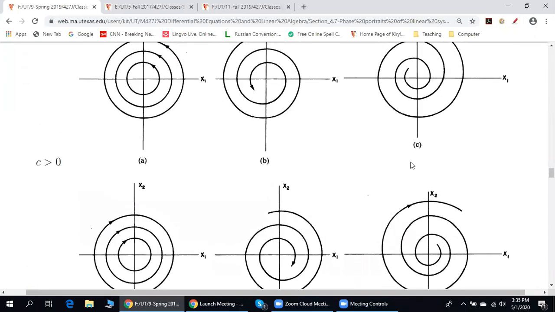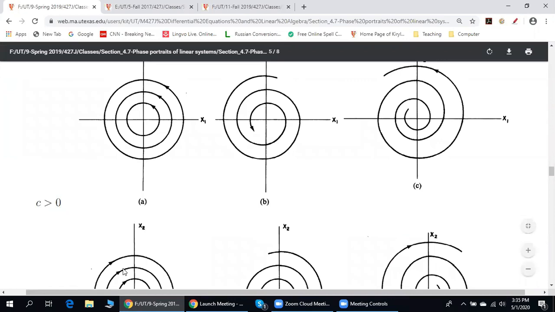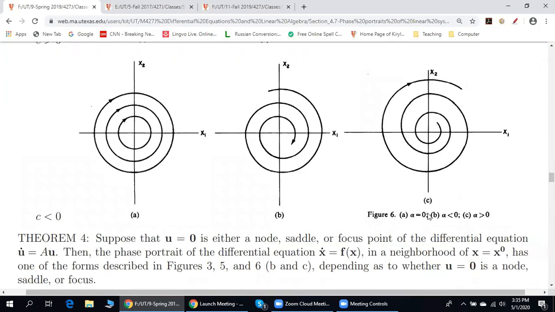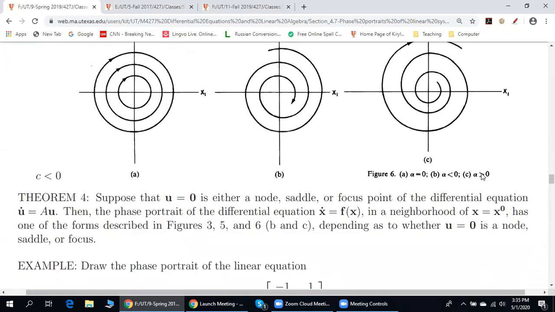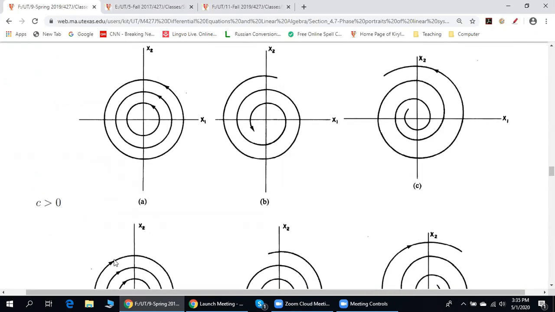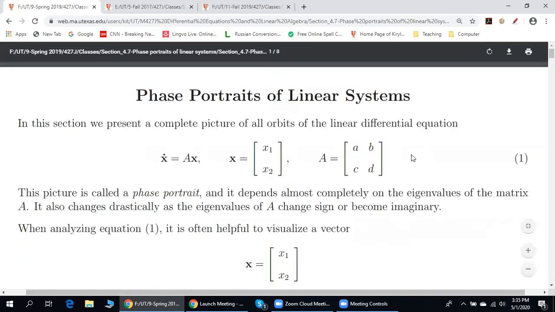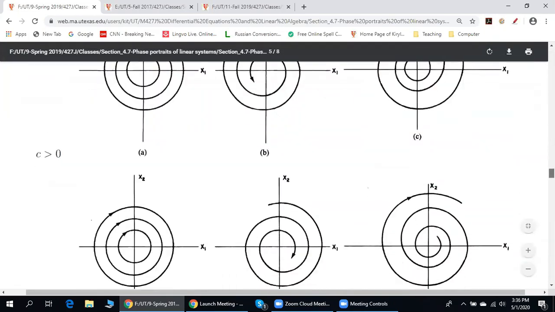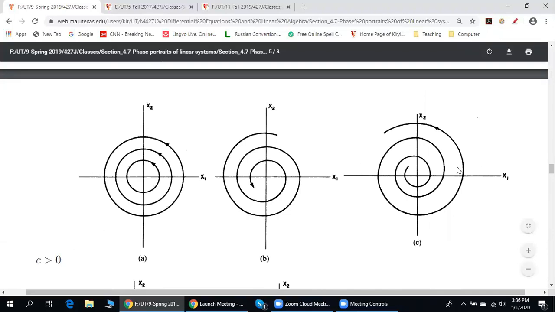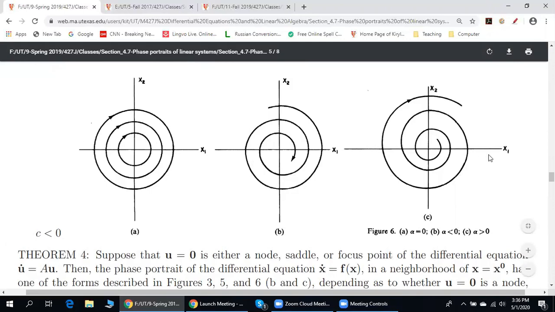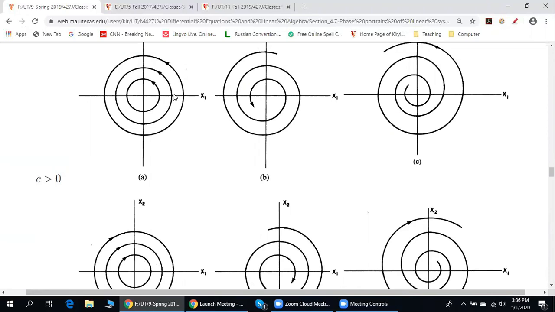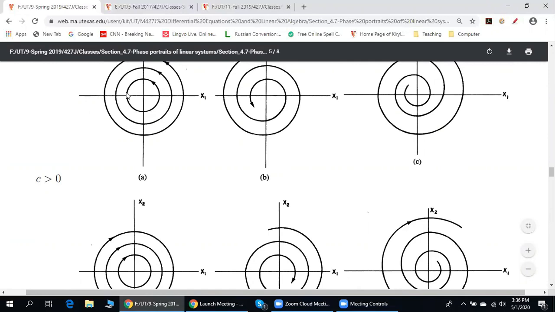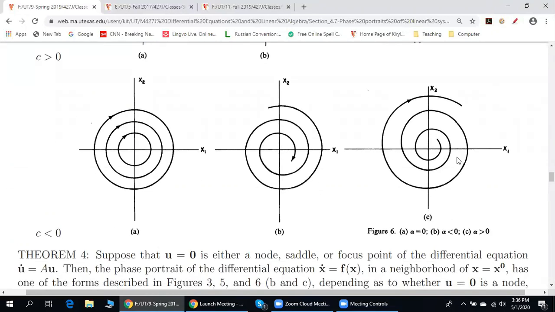Please take a look at these 6 pictures. Column A is about case number 1, alpha is 0. Column number 2, alpha is negative. Column number 3, alpha is positive. What's the difference between rows? Let us go back to this. Remember, A is the following matrix: A, B, C, D. Now, we look at this number, C. If C is positive, it's row number 1. If C is negative, it's row number 2. In row number 1, all pointers go in the counterclockwise direction. In row number 2, clockwise direction.